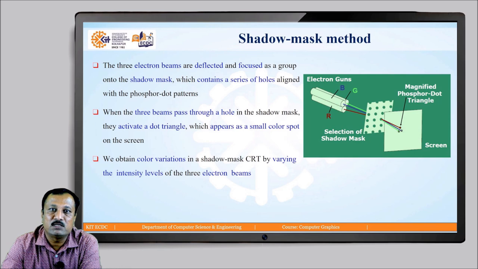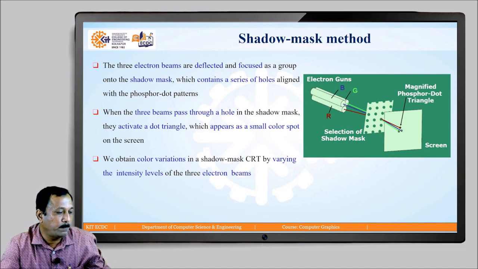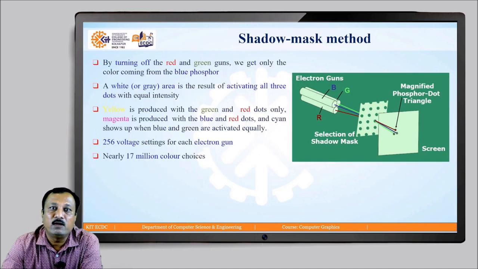We obtain color variations in the shadow mask CRT by varying the intensity levels of the three electron beams. By turning off the red and green guns, we get only the color coming from the blue phosphor. Hence, a blue colored dot will be visible on the surface of your CRT. A white or gray area is the result of activating all three dots with equal intensity. Yellow color is produced with the green and red dots only. Magenta is produced with blue and red dots. 256 voltage settings are used for each of the three electron guns. Nearly 17 million color choices are possible using this method.